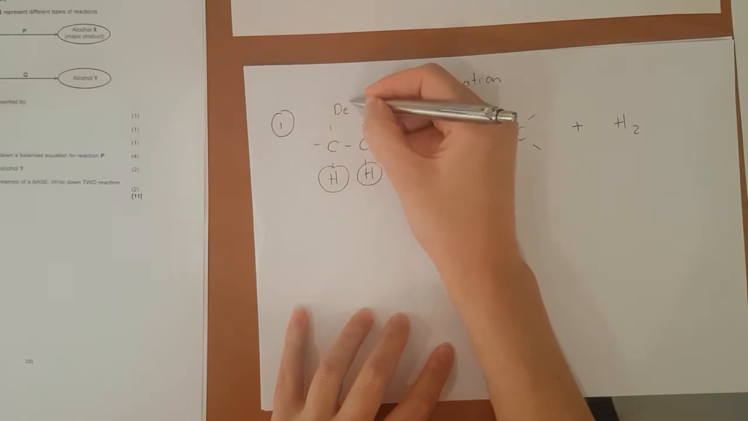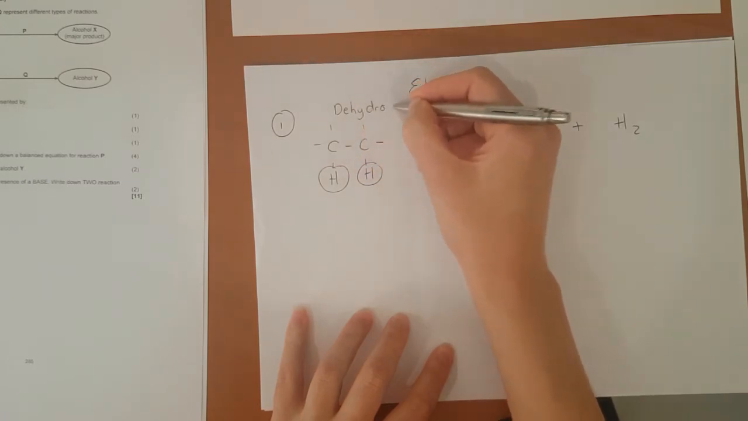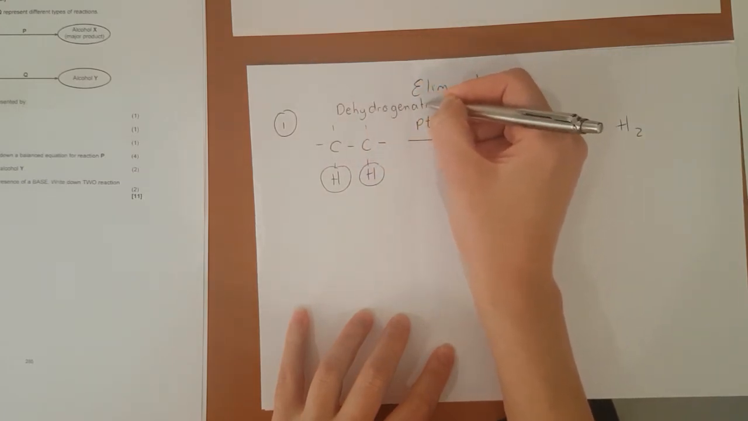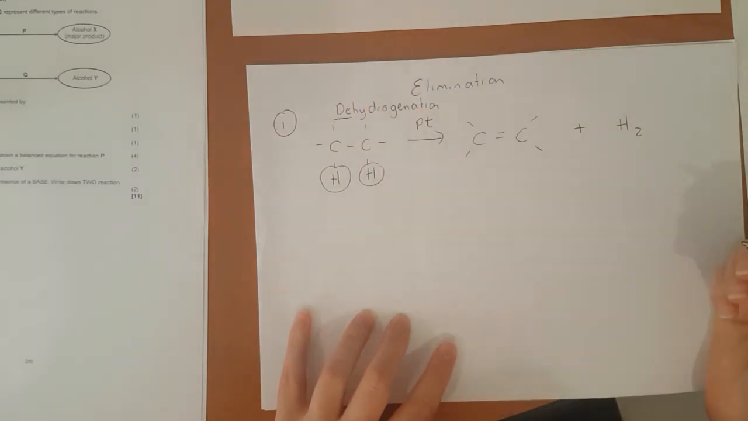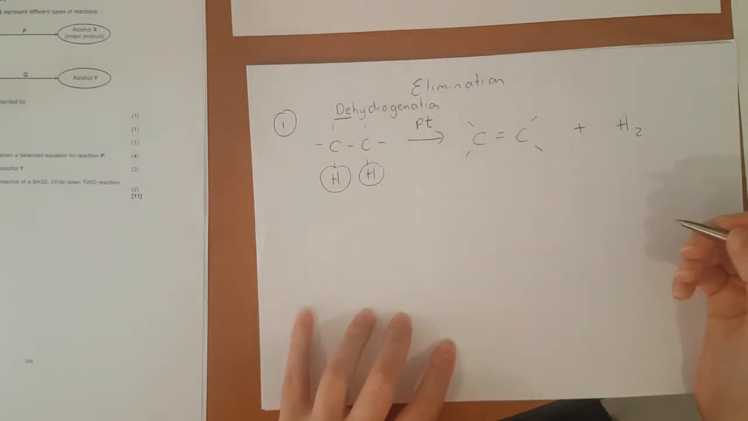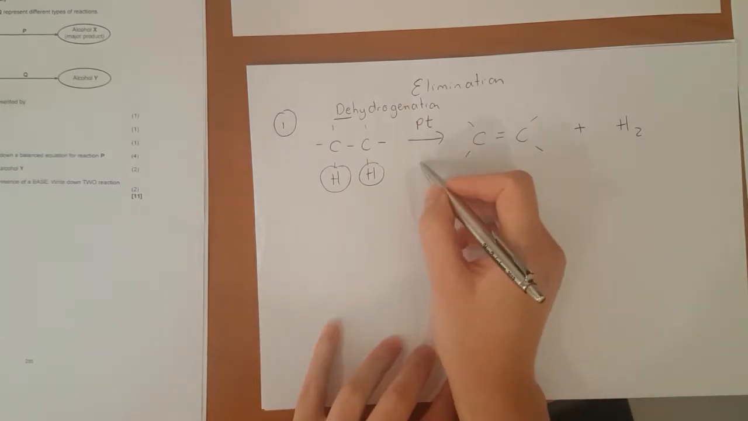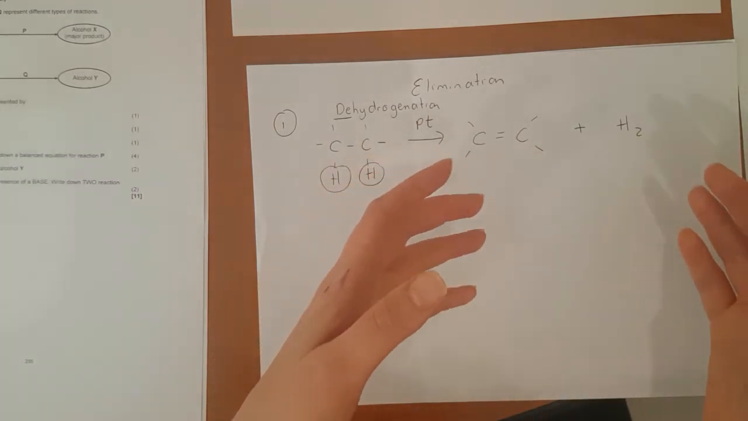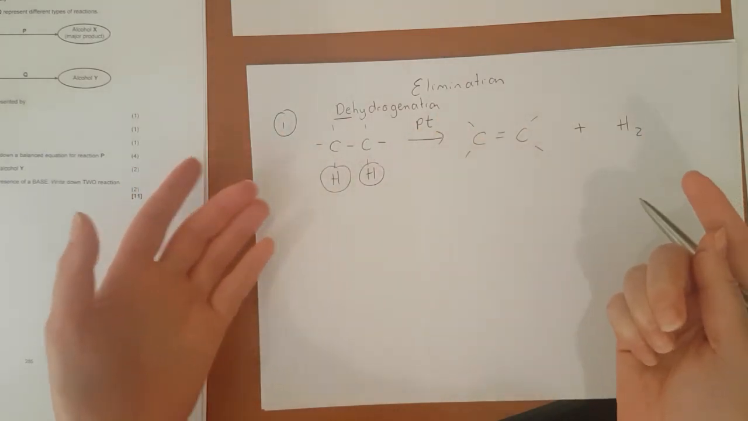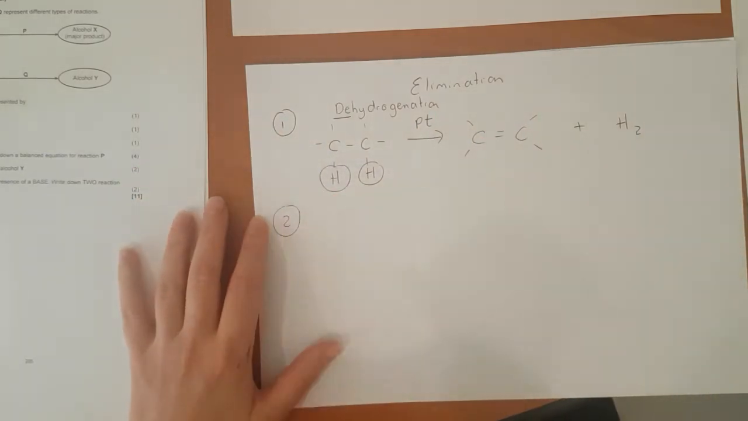So this is dehydrogenation. D, if you're removing something, if you eliminate something. Dehydrogenation. Now, the opposite, if you just turn the arrow around, actually becomes the addition reaction. And then, like I said, platinum works as the catalyst as well. Okay, but we'll do that just now.